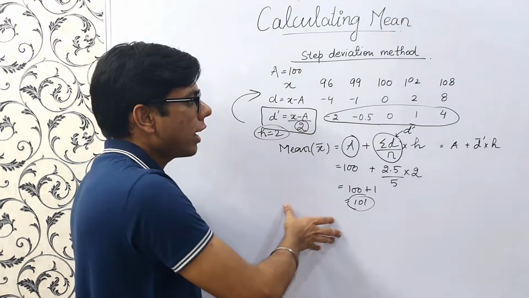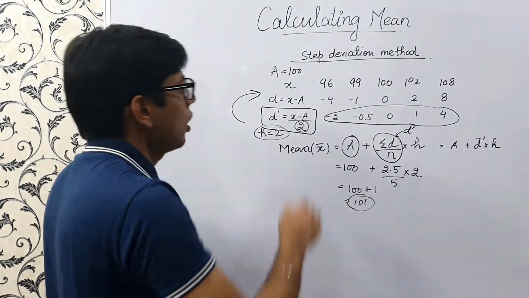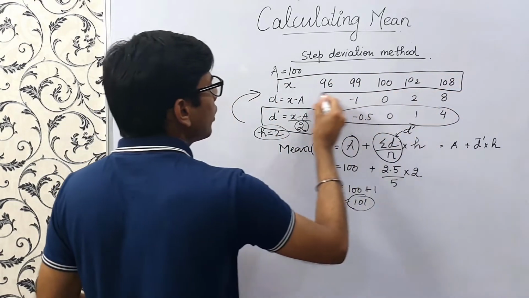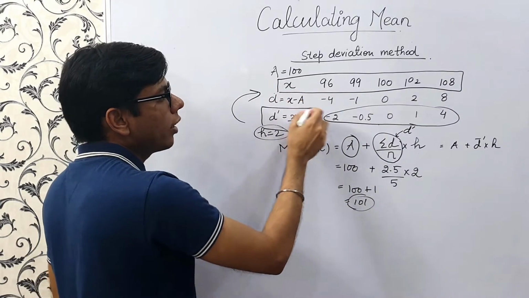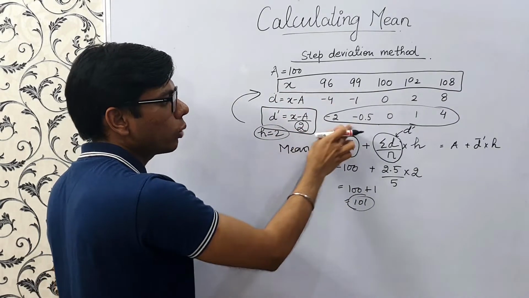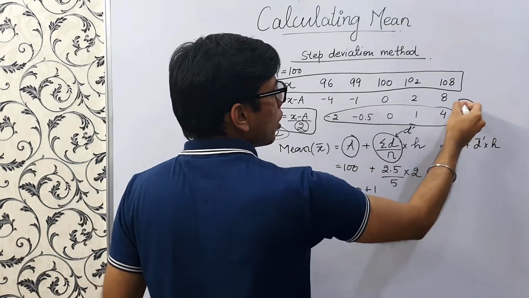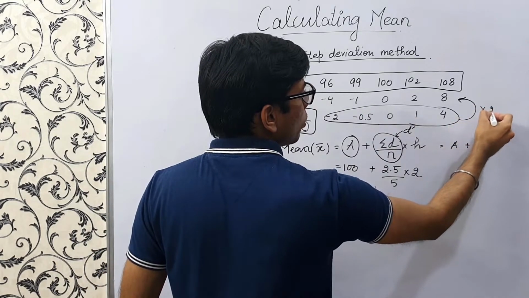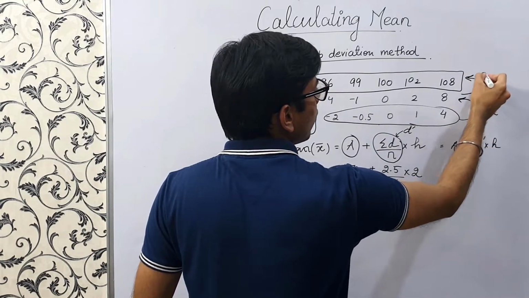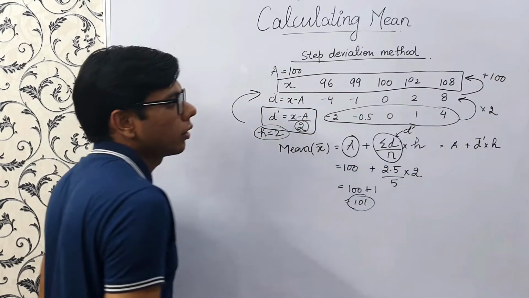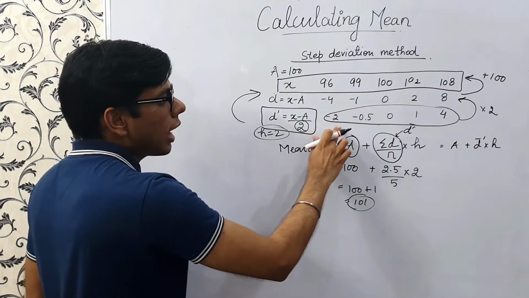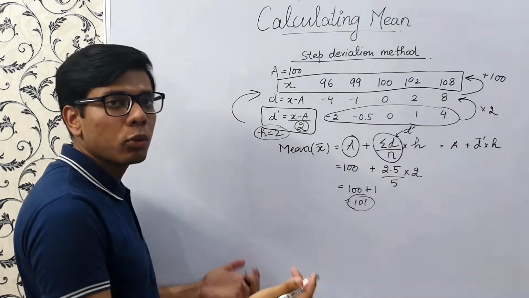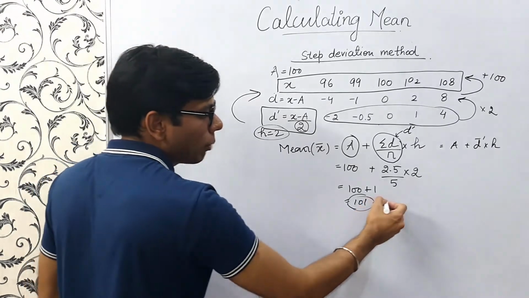So now let's try to understand the logic behind this. We originally have these observations. We subtracted 100 to get this and then divided by 2 to get this. Now consider the reverse step. To reach from here to here, we multiply by 2, and to reach from here to here, we add 100. So if we calculate the mean of these observations multiplied by 2 and plus 100, that is nothing but the mean itself.